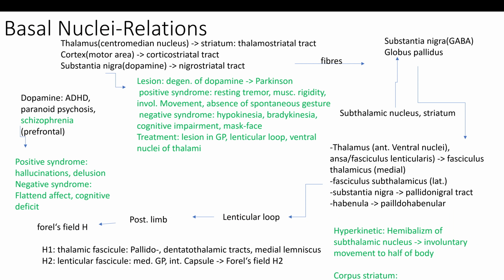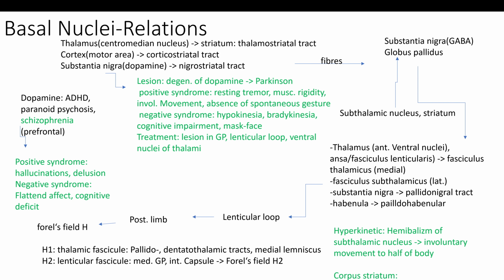Here, let's talk about basal nuclei relations. The striatum gets fibers from the thalamus, its central medial nucleus, forming the thalamostriatal tract. Cortex, its motor area, forms the corticostriatal tract. Substantia nigra sends fibers with the neurotransmitter dopamine, forming the nigrostriatal tract. These send fibers to the globus pallidus and substantia nigra with the neurotransmitter GABA.